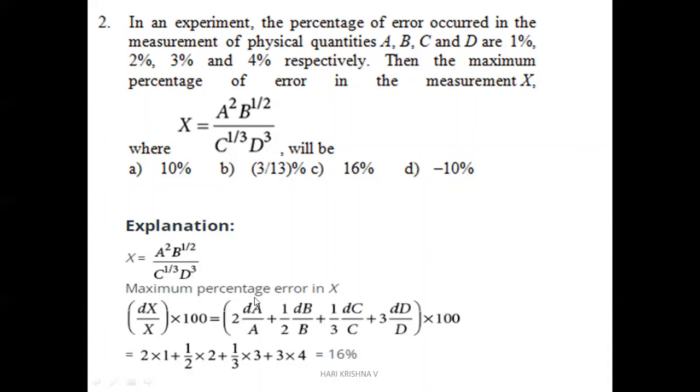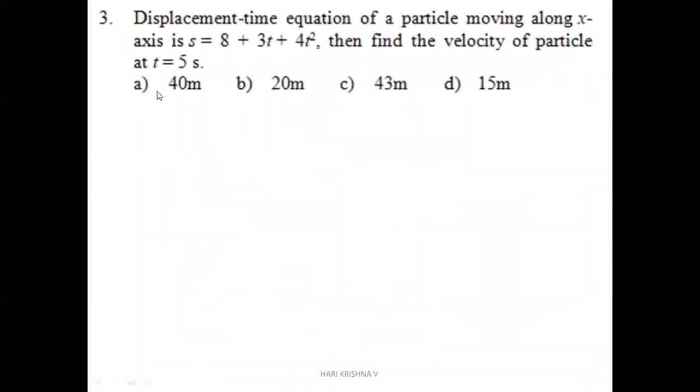And they have given the values of the errors: dA by a is 1%, dB by b is 2%, dc by c is 3%, and d error is 4%. Substituting all the values and simplifying with basic multiplication and addition, you get 16% as the answer. Option C is the correct answer. Next, we move on to the third question.